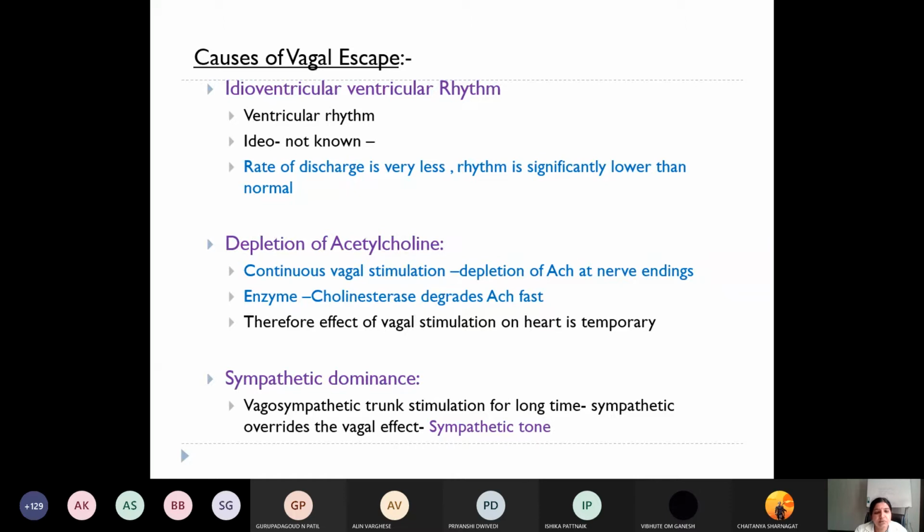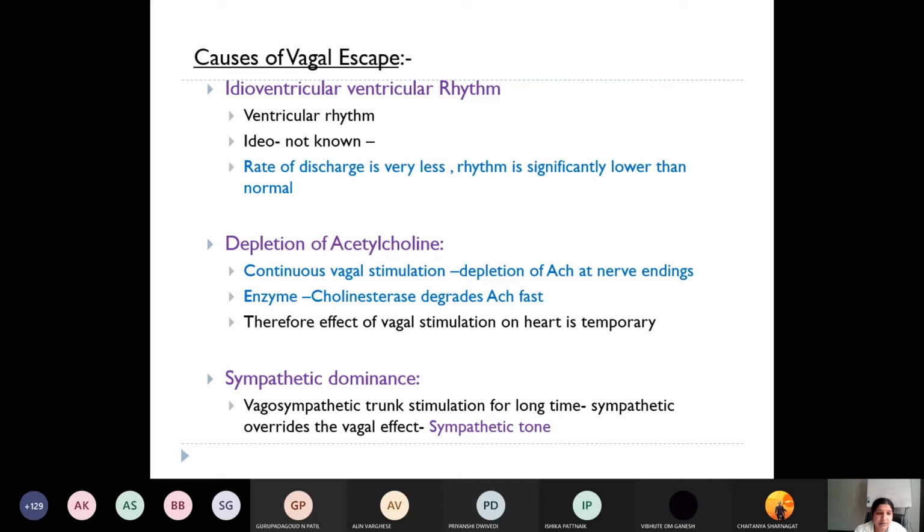Now, the first and foremost cause they put is the generation of idioventricular rhythm, right? This is the autorhythmicity property of the heart. Whenever there is a blockage between atria and ventricle, the ventricle will take up the pacemaker action. Of course, it generates the heart rate at a lesser rate and lesser force of contraction, but the rhythm generated is called idioventricular rhythm. This is the first theory that helps in understanding vagal escape.